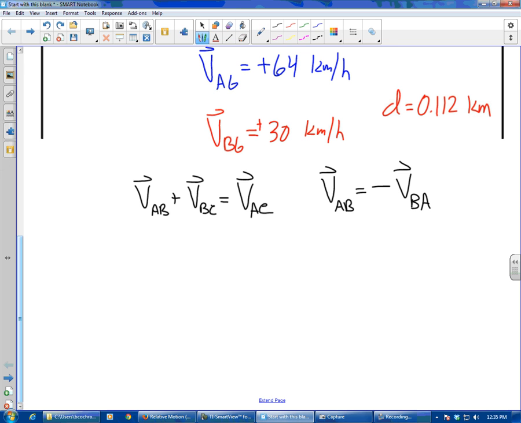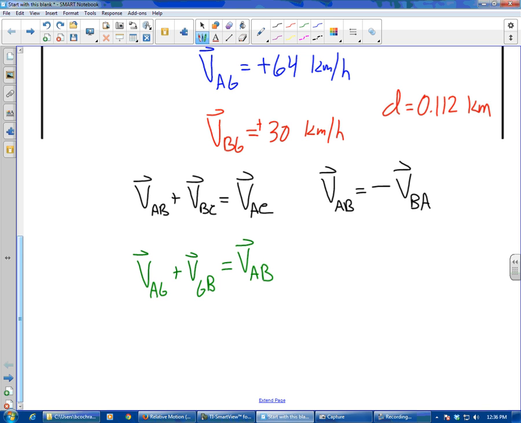I want to end up with the velocity of A with respect to B. So over here I'm going to have the velocity of A with respect to something plus the velocity of something with respect to B. And the thing they share in common is the ground, right? So it's going to be velocity of A with respect to the ground plus the velocity of the ground with respect to B, and I'll get the velocity of A with respect to B. Remember, I look at what I want, and then I work backwards to figure out where I came from.